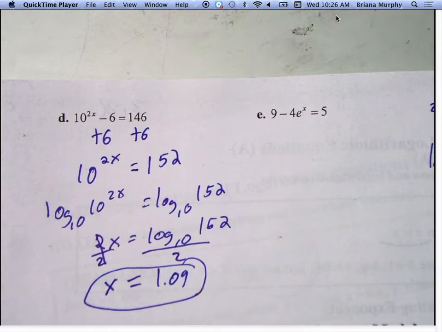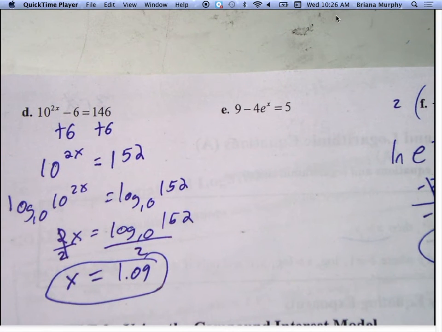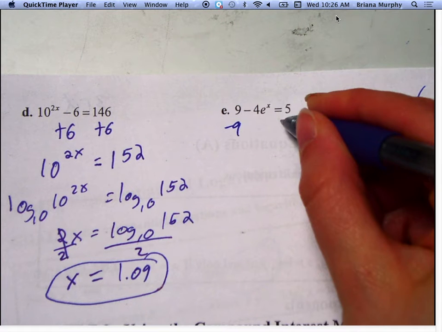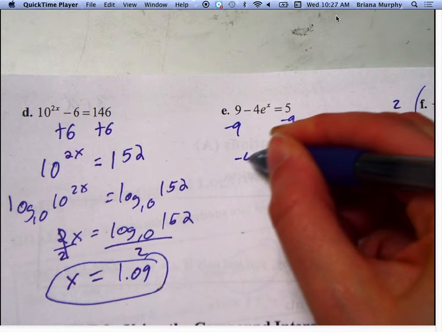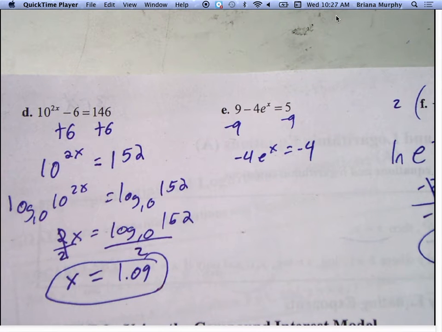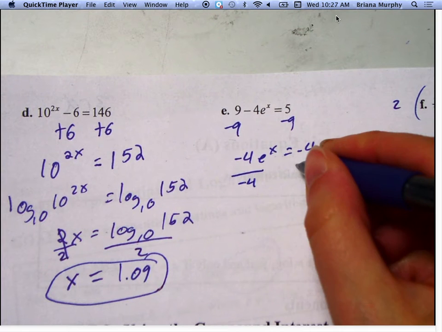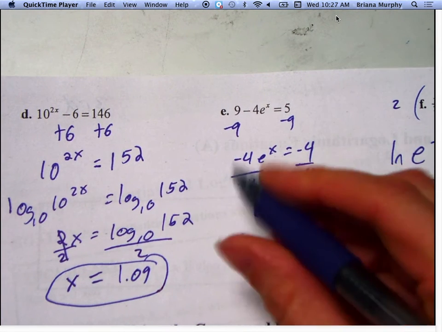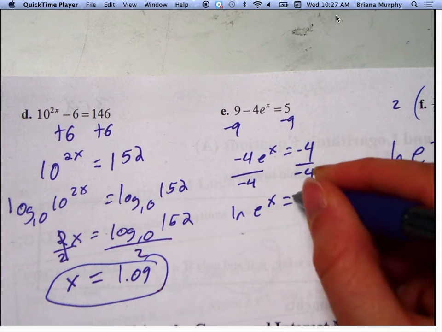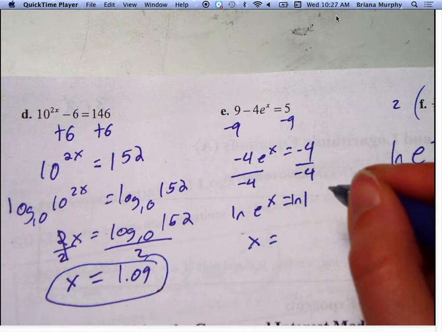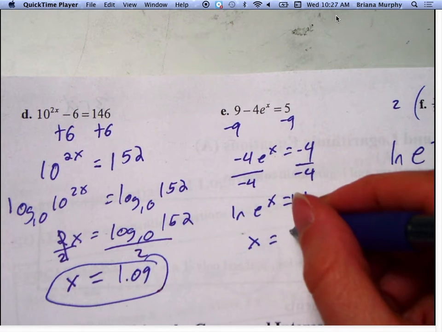Okay. E. What's my first step? Minus 9, good. So negative 4 e to the x equals negative 4. What's my next step? Divide by negative 4. E to the x equals 1. So I'm going to take the natural log of both sides. And I get x equals, natural log of 1 is 0.